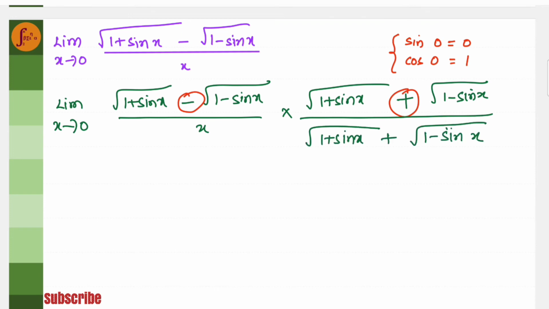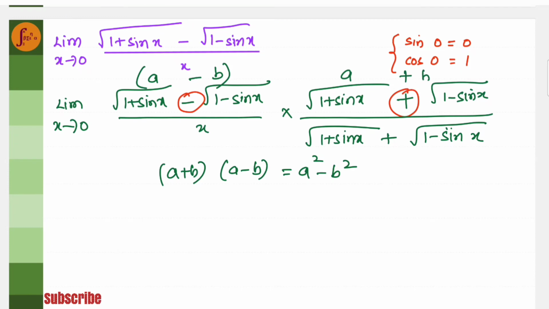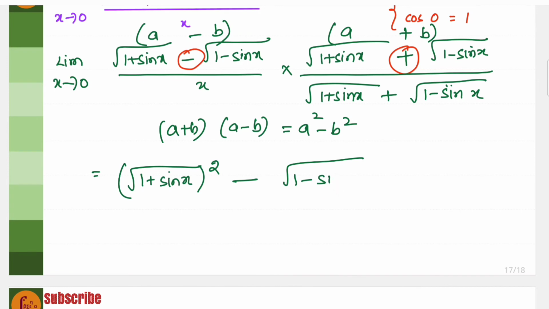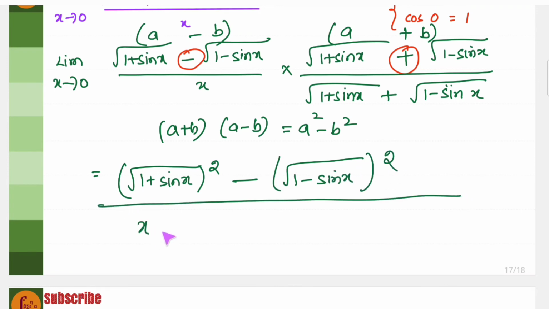Now we'll have to use that (a plus b) into (a minus b) is equal to a square minus b square, right? This is of the form a minus b and a plus b, where a is root of 1 plus sin x, b is root of 1 minus sin x. So we are going to get 1 plus sin x the whole square minus 1 minus sin x the whole square by the whole denominator.